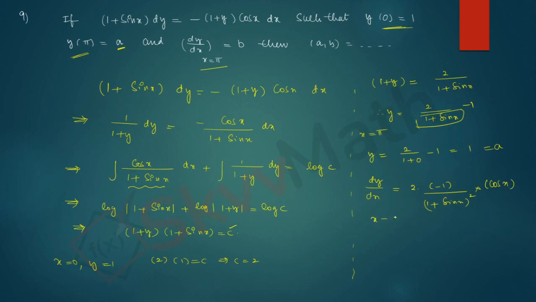Now you substitute x = pi to get the value of b. So -2 by, again with x = pi sin is 0, so you get 1 squared, and here cos pi is -1. So we get at the end +2. So the b value is +2, the a value is +1. So (a, b) is (1, 2).